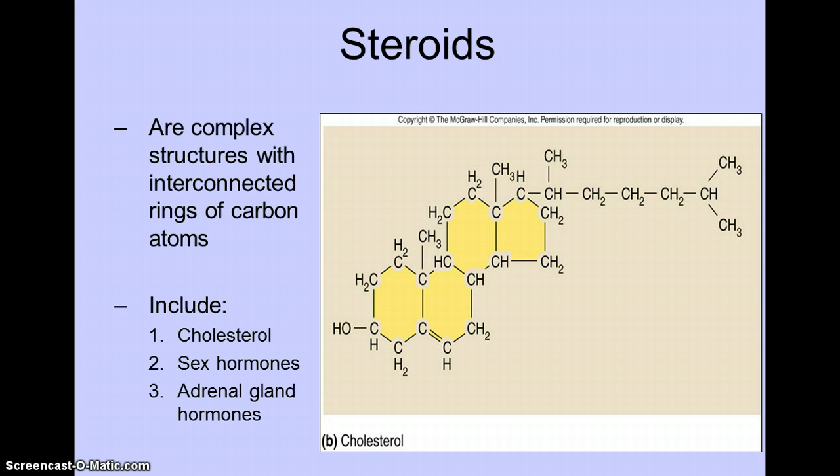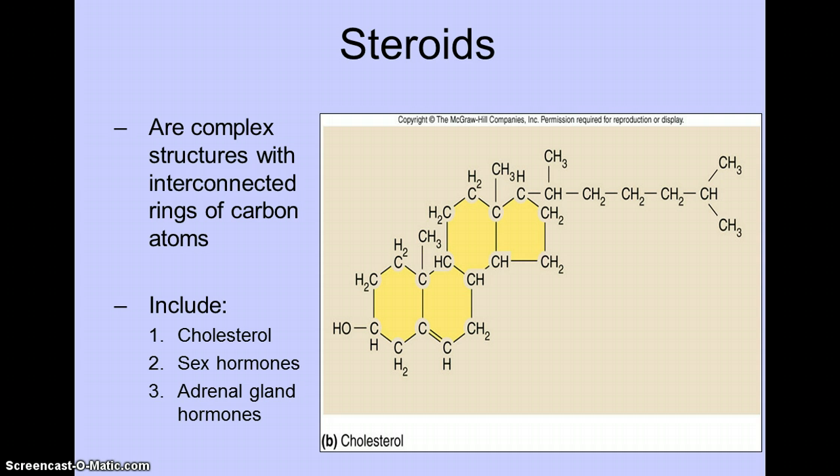The last type of fat I want to mention just briefly. Steroids are lipids with a complex interconnected ring structure. Due to their complicated structure, they tend to be rather rigid molecules. We find steroid-based molecules, or molecules that have structures based on or similar to steroids, throughout the body. Cholesterol is a steroid-based molecule which is pictured here.